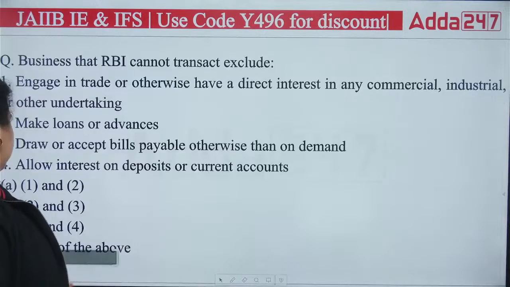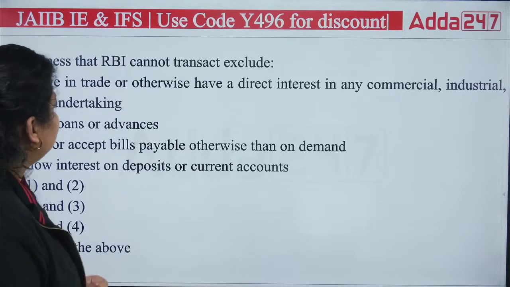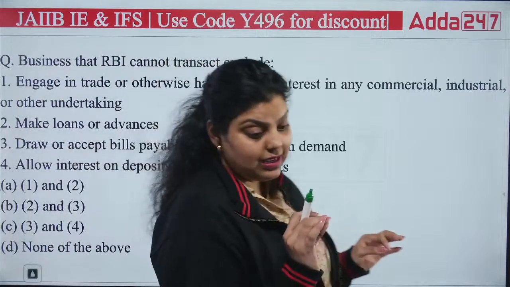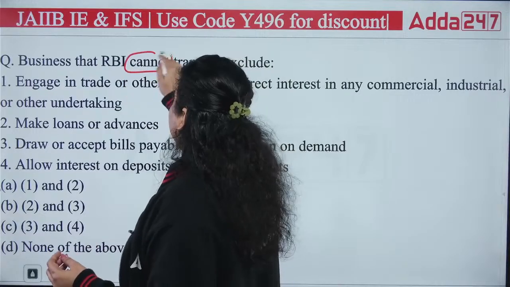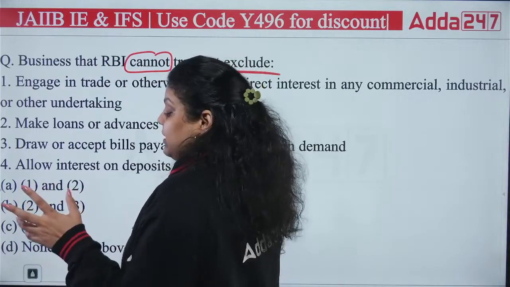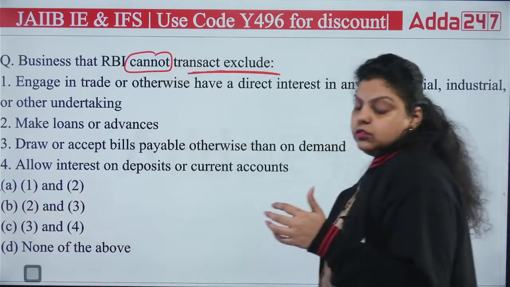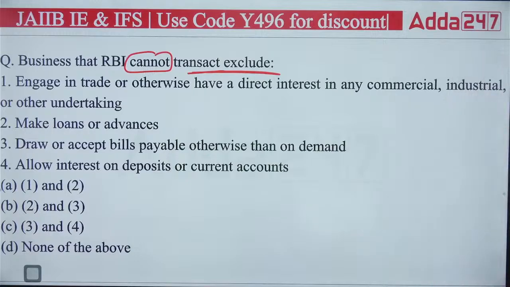Okay. Next question we have here is talking about the business that RBI cannot transact. Out of these, which of the following cannot be performed by Reserve Bank of India? First is saying, engage in trade or otherwise have a direct investment in any commercial, industrial and other undertakings.